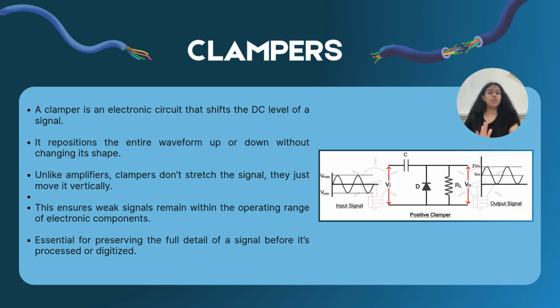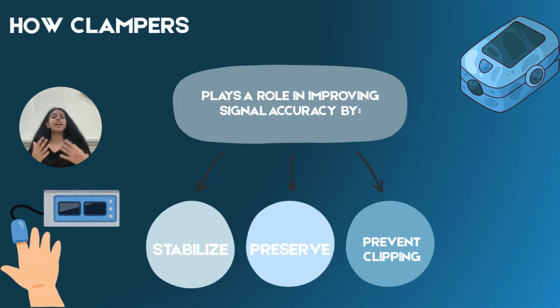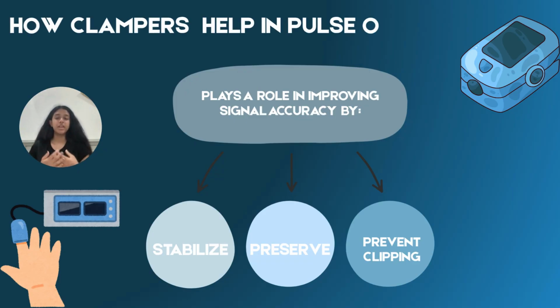It doesn't amplify or shrink the signal, it just repositions it so that the rest of the circuit, like the ADC, can read it more effectively. This may sound simple, but it's extremely useful in any medical device that relies on capturing small, meaningful signals. How do clampers actually help in pulse oximeters? That's what we're here to find out.